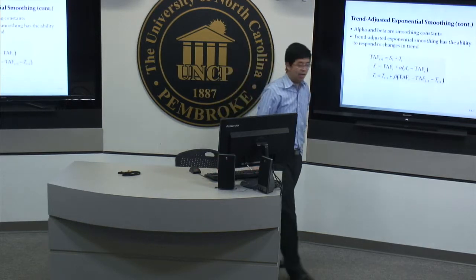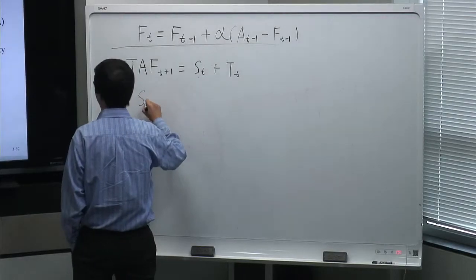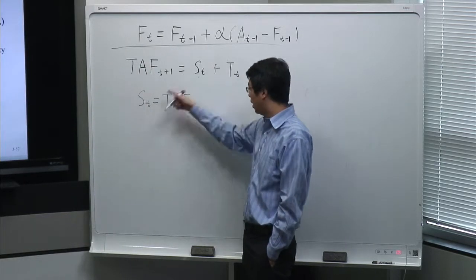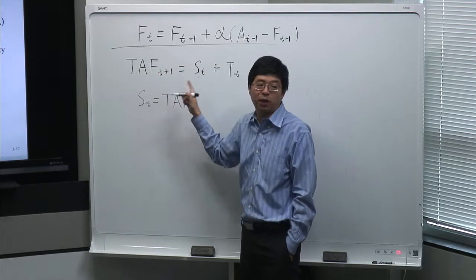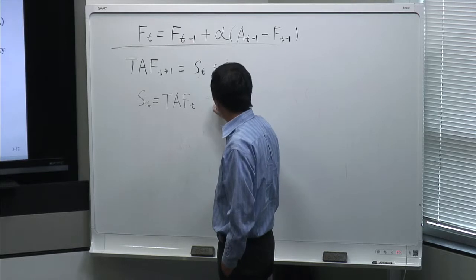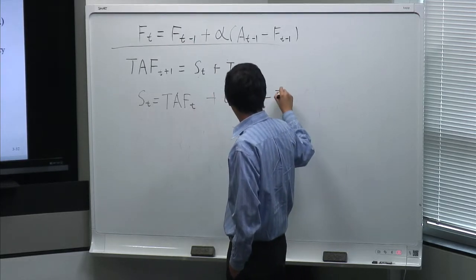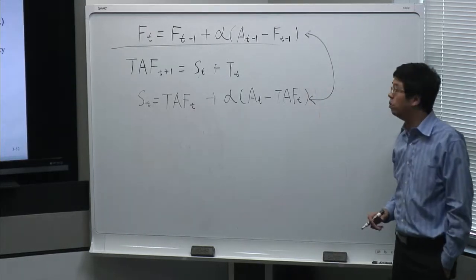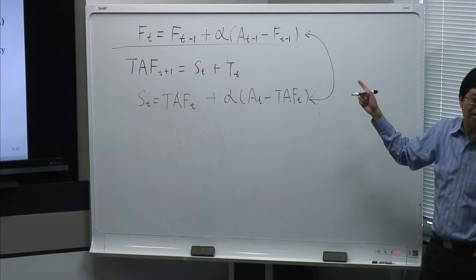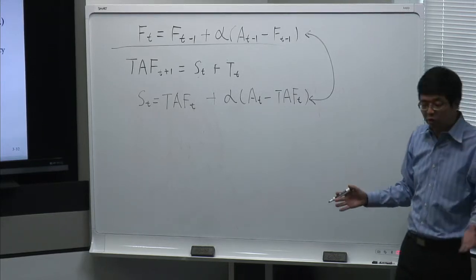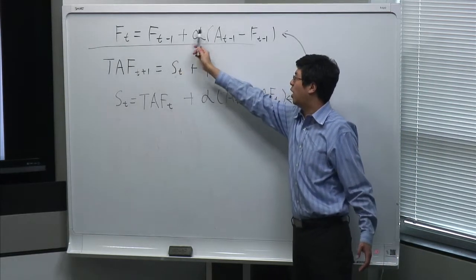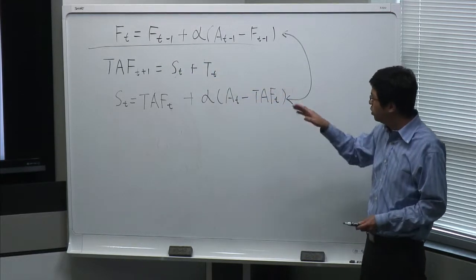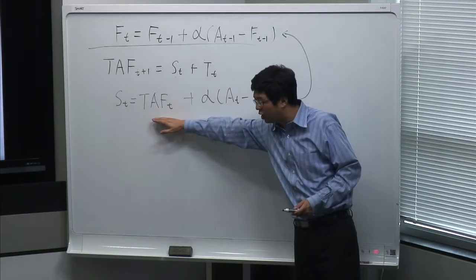St is calculated this way: TAFt is the last period forecast. Now we're making a forecast for period T plus 1, so St is the last period forecast plus alpha times (At minus TAFt). I want you to look at and compare these two formulas. The top one I just wrote here is the exponential smoothing method we did last week, which is pretty straightforward: last period forecast plus the constant times the forecast error, and we get the next period forecast. That's the traditional one. Now we are looking at the trend adjusted exponential smoothing method with this smoothed forecast St.